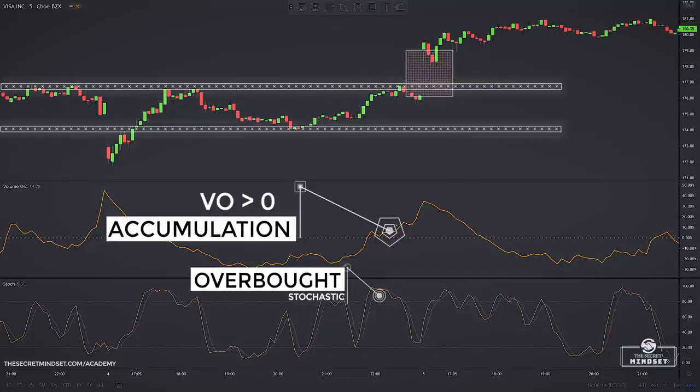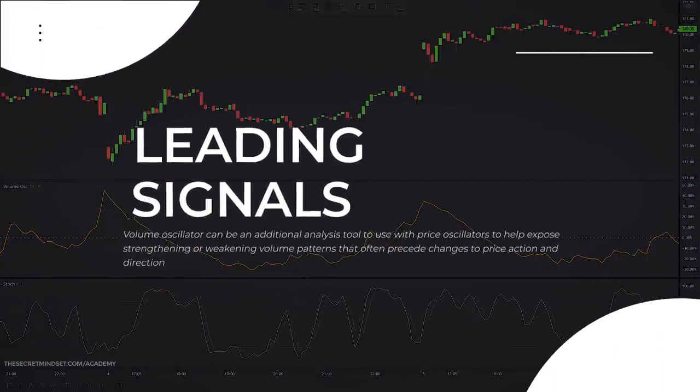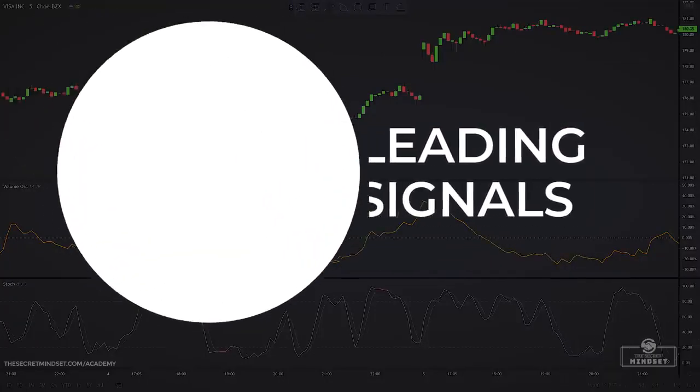By using the volume oscillator with stochastic, swing and momentum traders are able to enter the stock prior to the gap price action, thereby increasing their profit significantly. That's why the volume oscillator can be an additional analysis tool to use with price oscillators to help expose strengthening or weakening volume patterns that often precede changes to price action and direction.